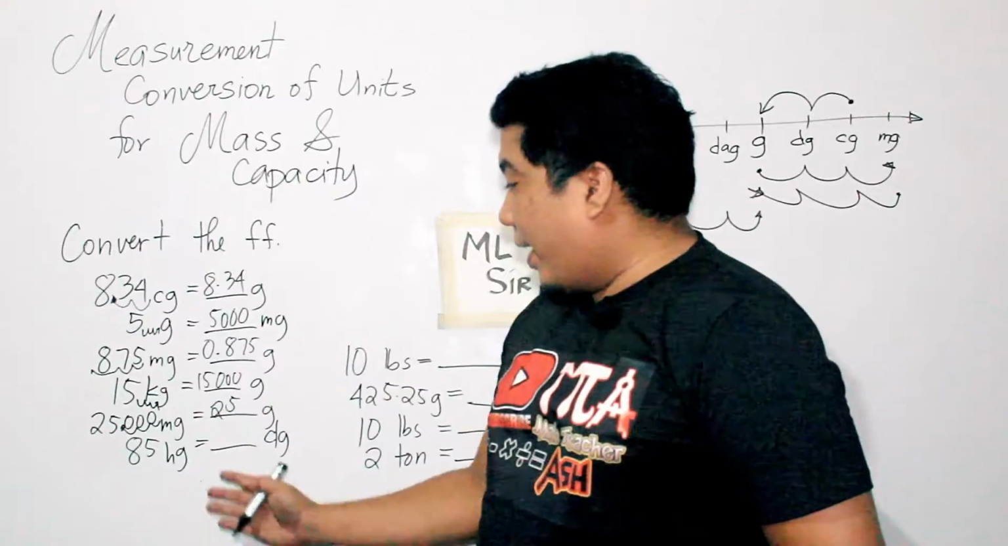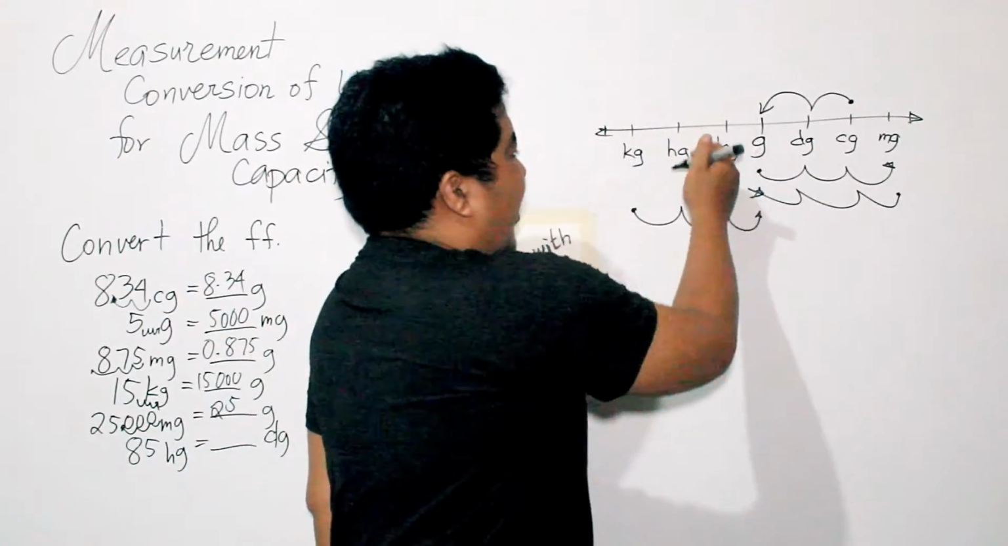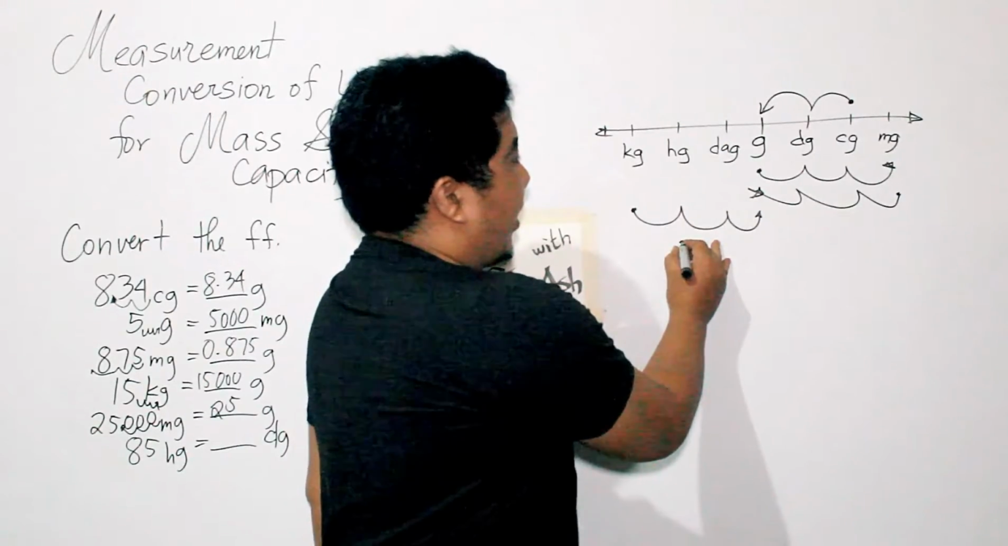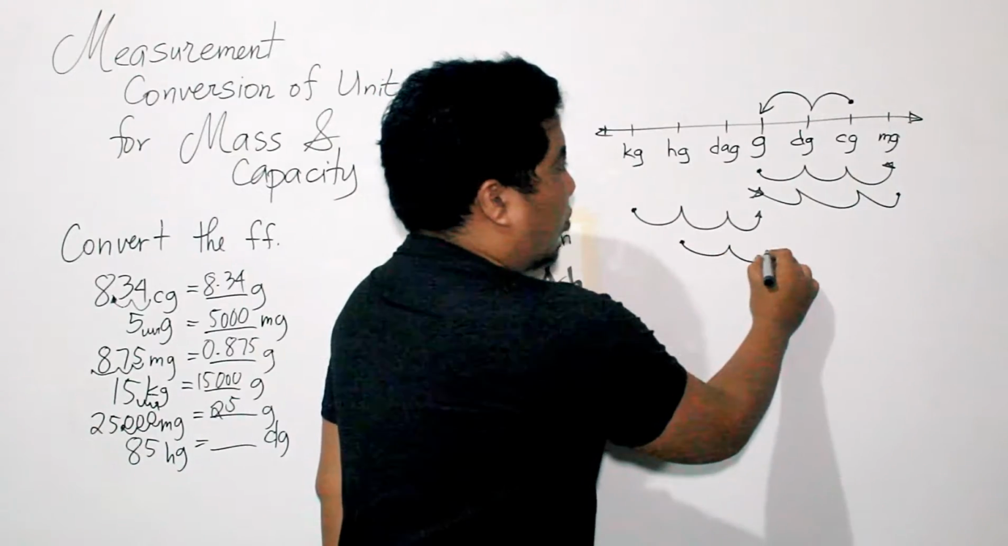Now, we have 85 hectograms going to decigrams. Hectogram, that is here. And we go to decigram, so that is here. That is 1, 2, 3.